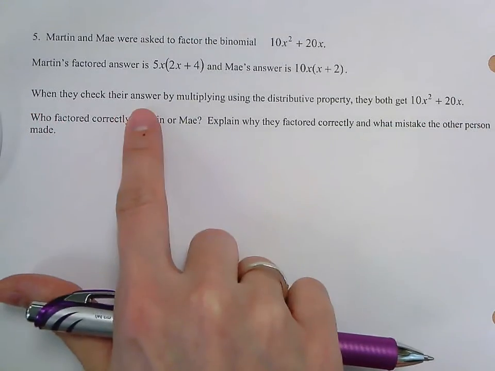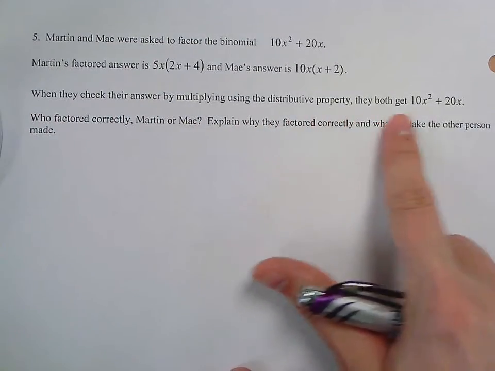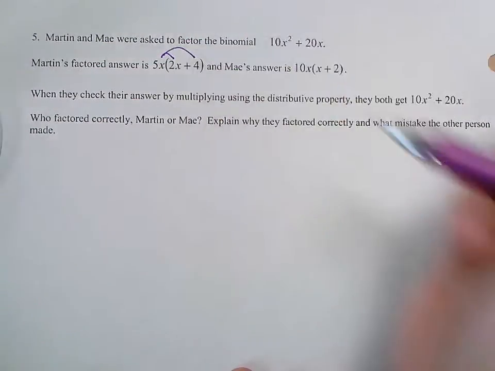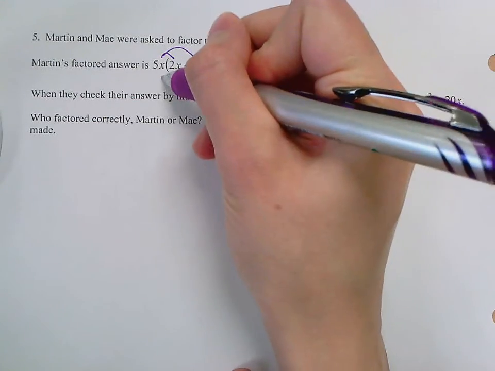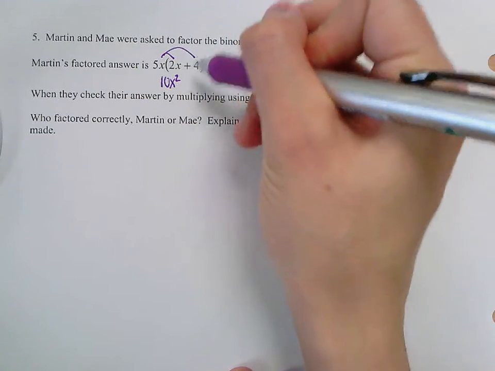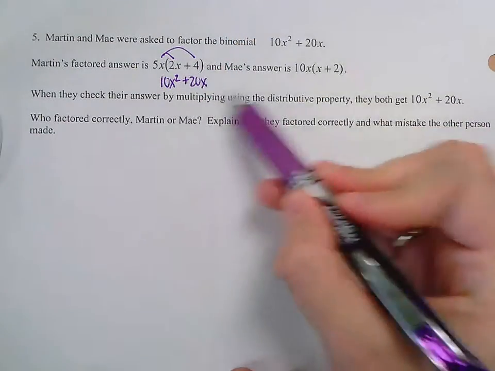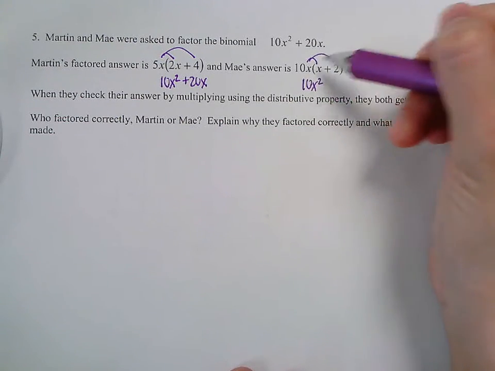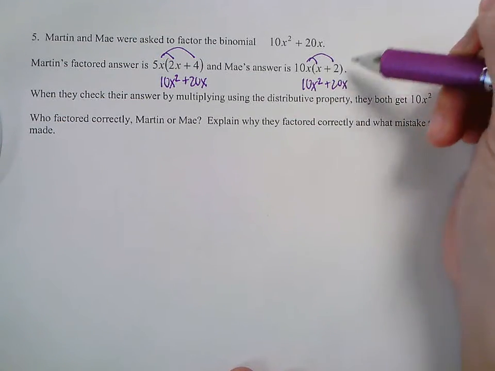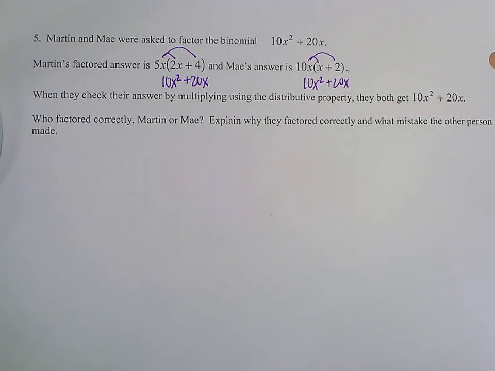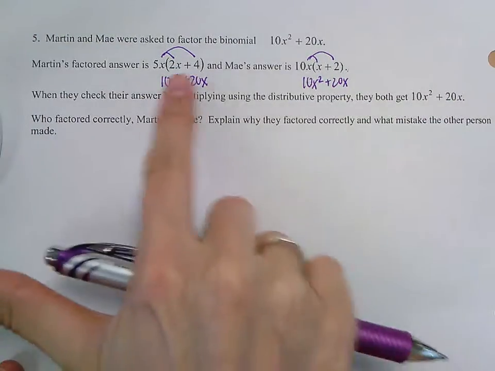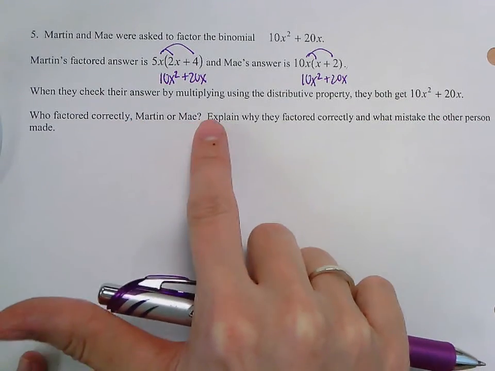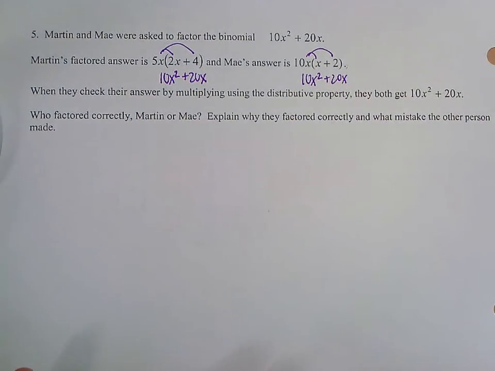And it says when they check their answer by multiplying using the distributive property, they both get 10x squared plus 20x. So here if I distribute, 5x times 2x is 10x squared. 5x times 4 is 20x. Okay, that works, right? Here if I distribute, 10x times x is also 10x squared. 10x times 2 is 20x. So they both, when they distribute, they get back to the correct answer. However, only one of them is fully right. It says who factored correctly, Martin or May, and then explain why and the mistake the other person made.